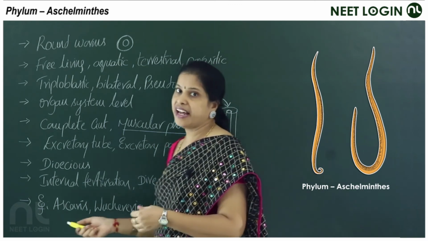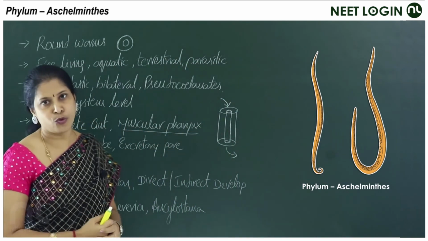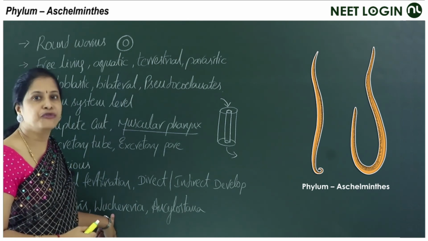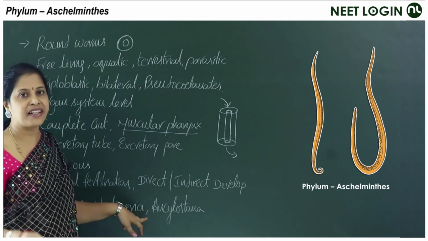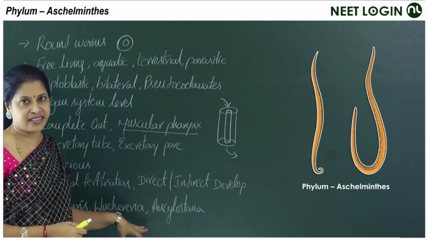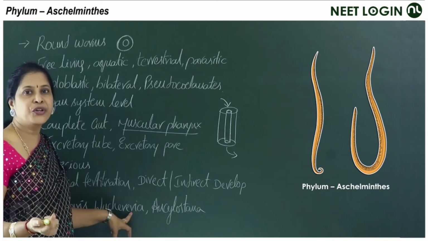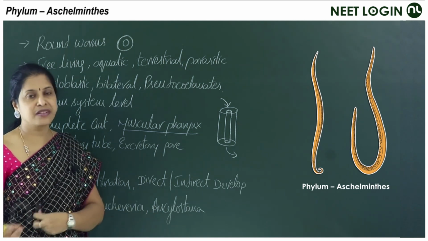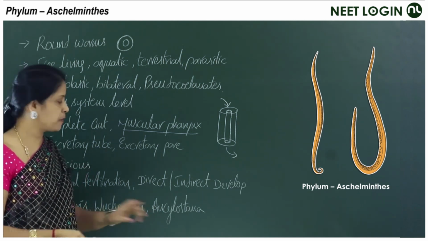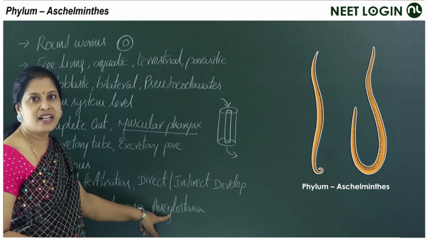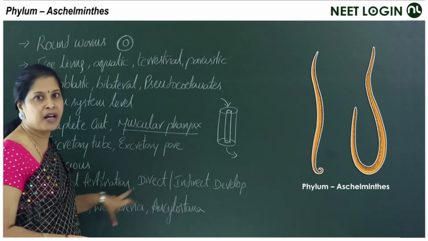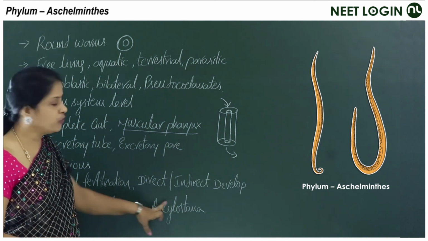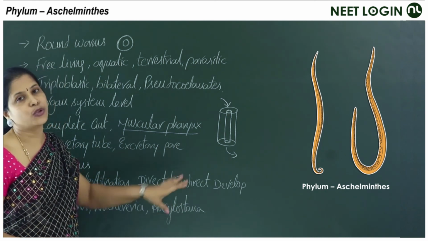Examples: Ascaris, the common roundworm, and Wuchereria, the filarial worm, which you will come across as a type study in another chapter, Structural Organisation in Animals. And Wuchereria, the filarial worm, you will also come across in the Human Health and Diseases chapter. And Ancylostoma is commonly called the hookworm. Ascaris, the common roundworm, Wuchereria, the filarial worm, Ancylostoma, the hookworm.